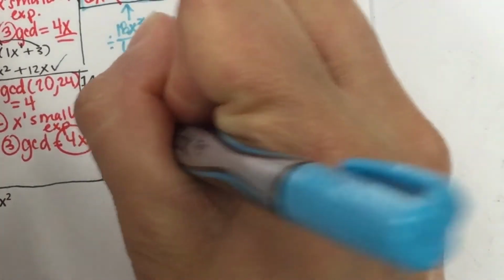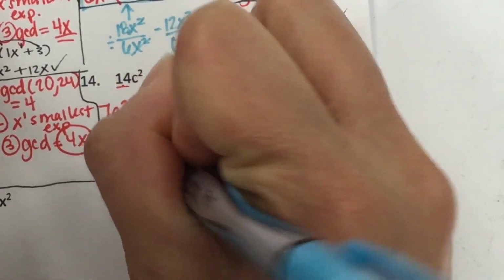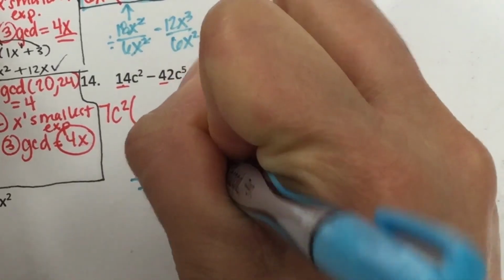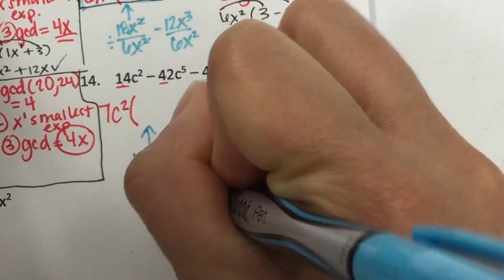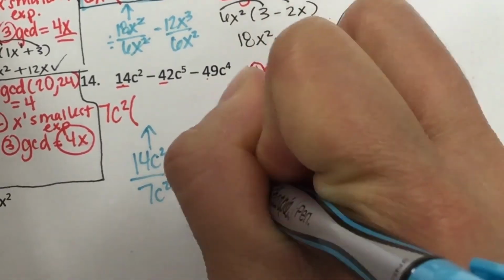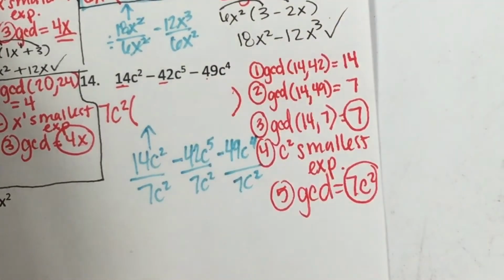So you're going to take 14c squared divided by 7c squared. You're going to take negative 42c to the fifth and divide it by 7c squared. And you're going to take negative 49c to the fourth and divide it by 7c squared. So divide each individual term.